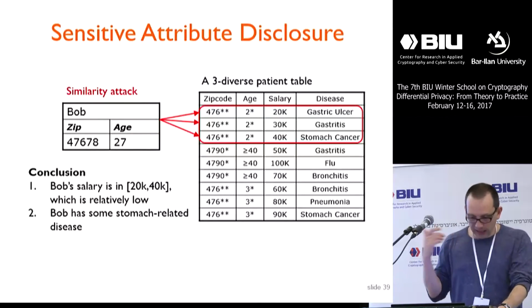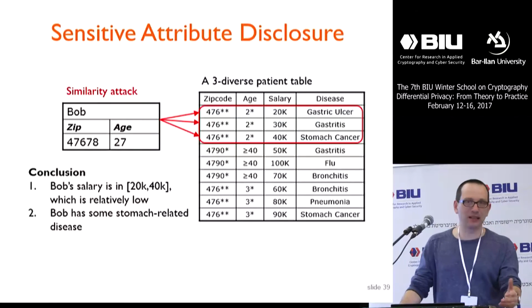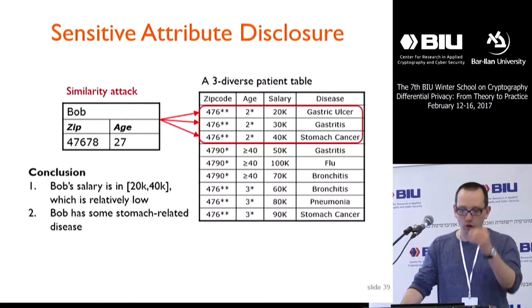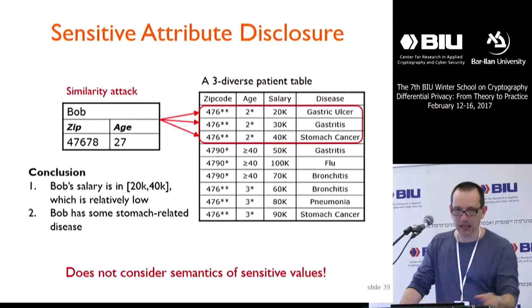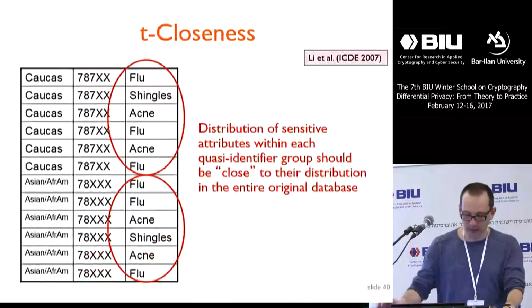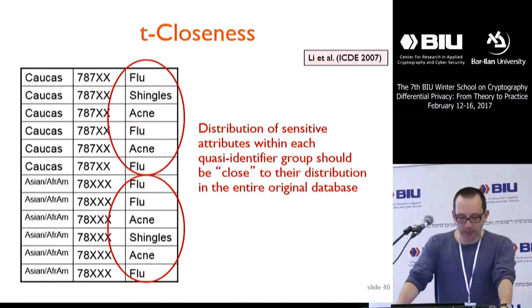And again, why is this happening? Because fundamentally, it's a syntactic notion. It's based purely on trying to measure something about the distribution of things in this equivalence class. It doesn't consider the semantics of sensitive values at all.